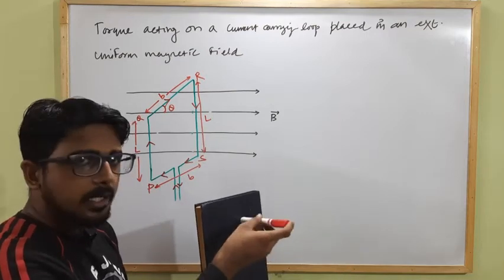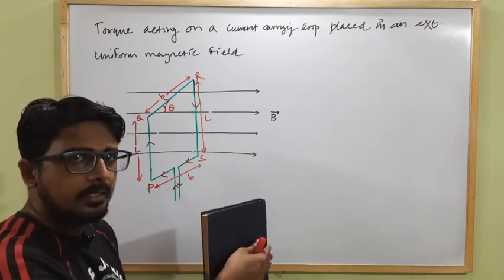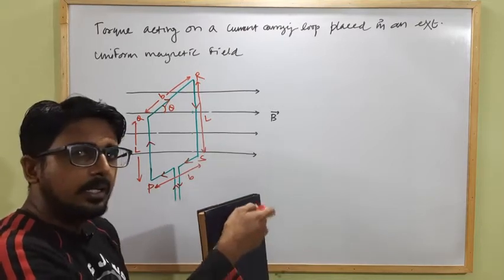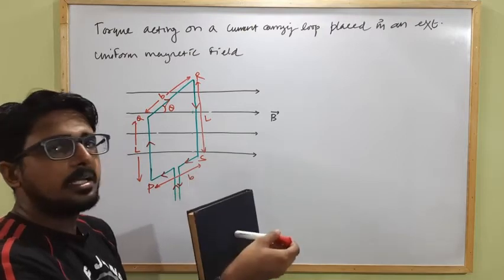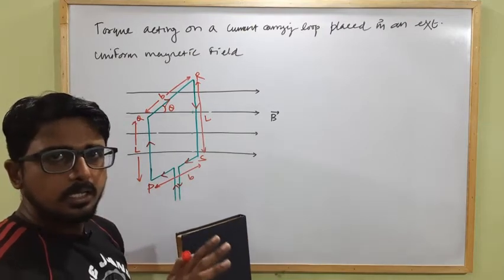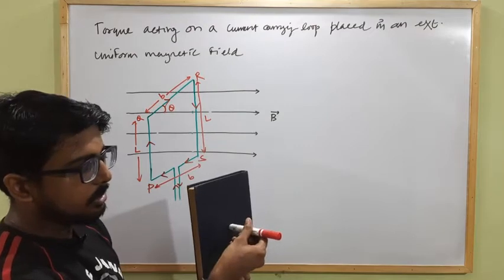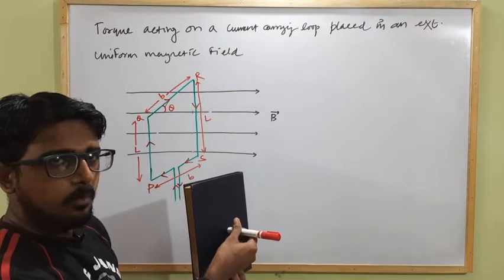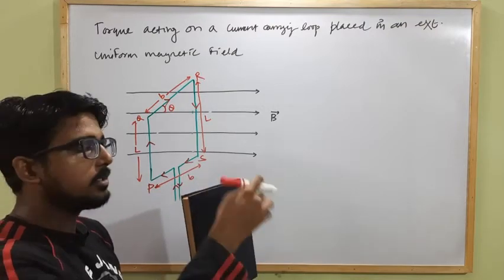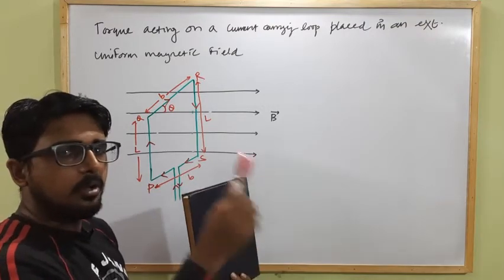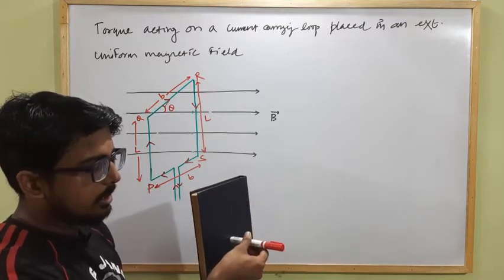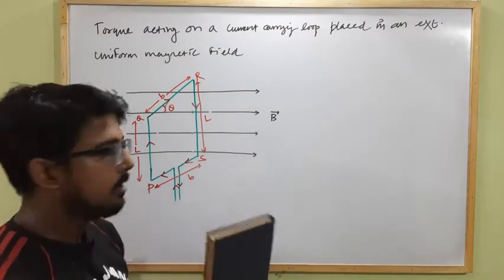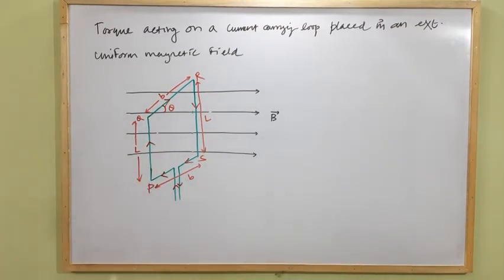As the area vector makes an angle 90 with the plane, if the field lines make an angle theta with the plane, then the angle between field lines and area vector will be 90 minus theta. Clear? Because the area vector makes an angle 90 with the plane of the rectangular loop, and the field lines make an angle theta with the plane of the rectangular loop, the angle between the area vector and field lines will be 90 minus theta. Clear?